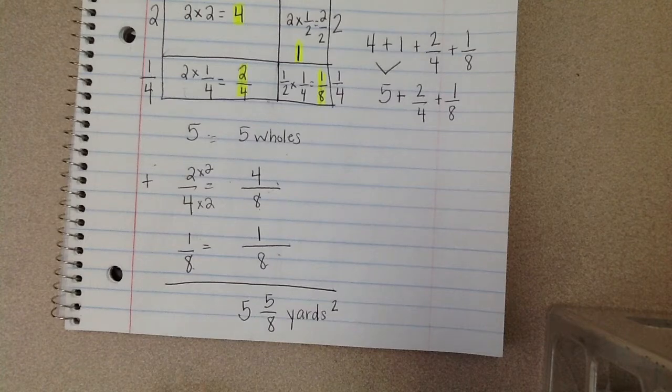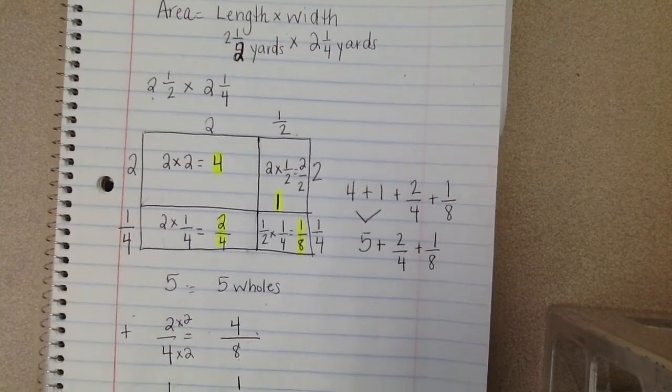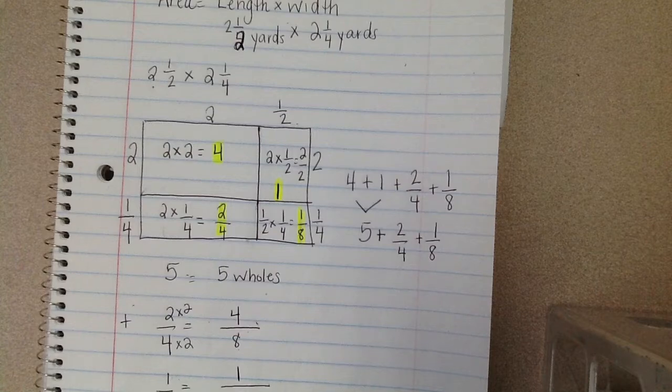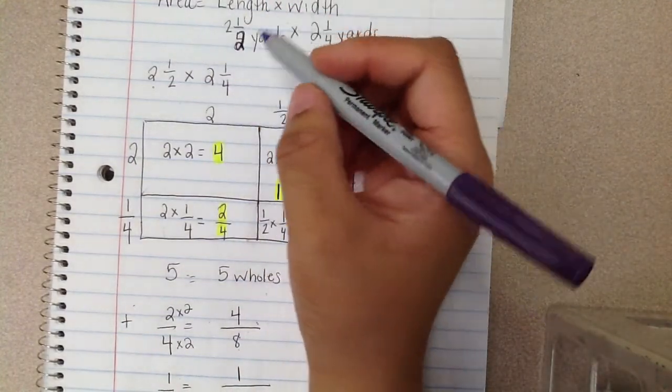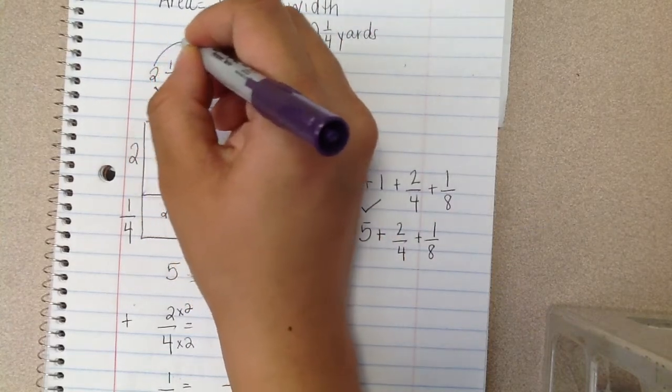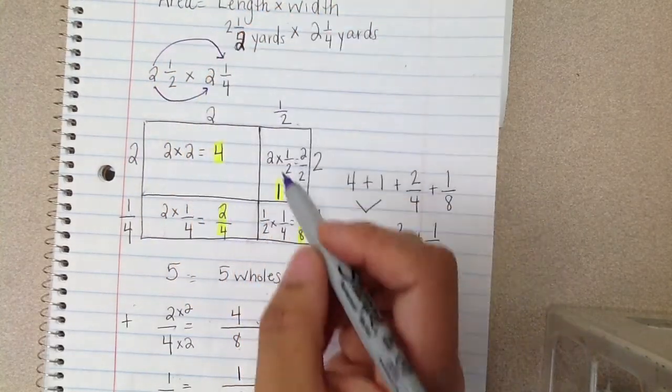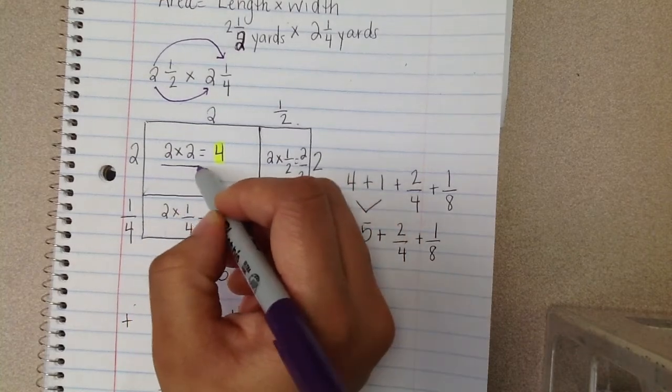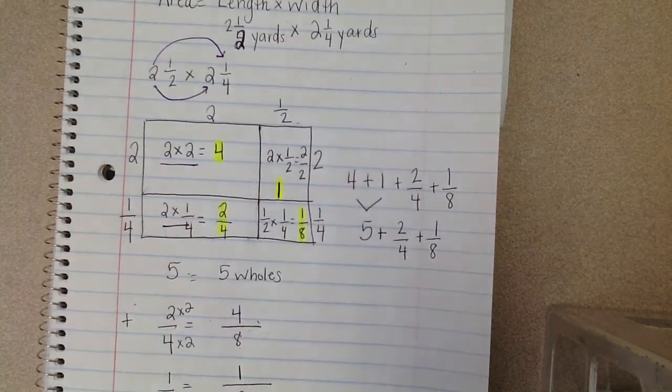Okay, there's several steps to this, and I want to talk about why we create these equations that we create. If I look at my problem, I'm essentially distributing each number. I did 2 times 2, and I did 2 times 1/4. I see that here, 2 times 2, 2 times 1/4.